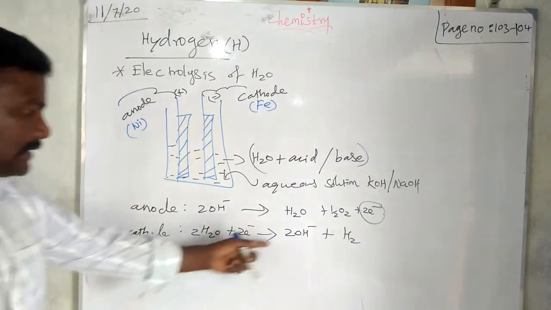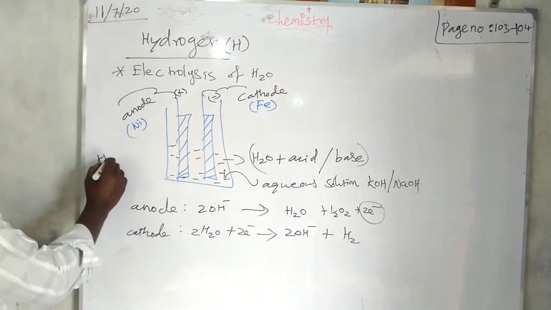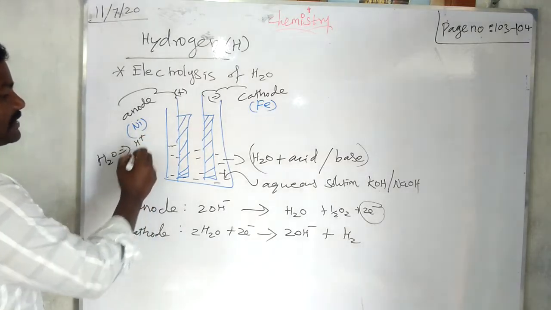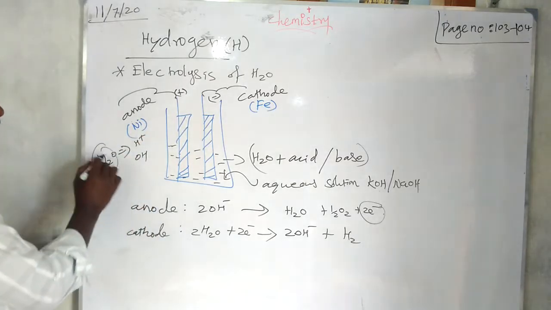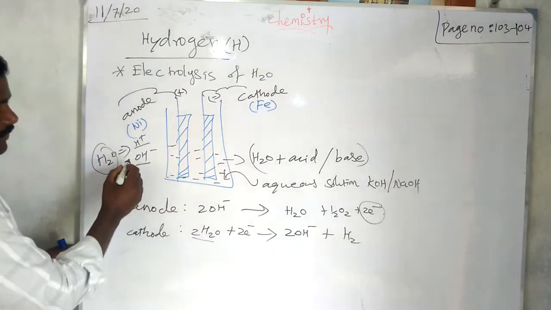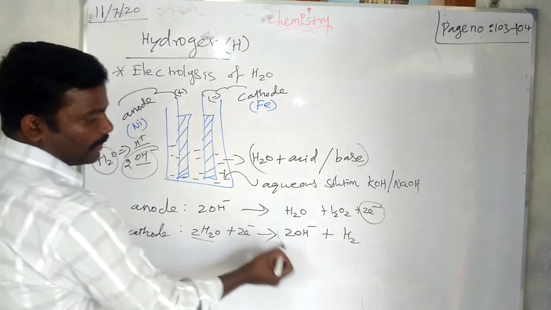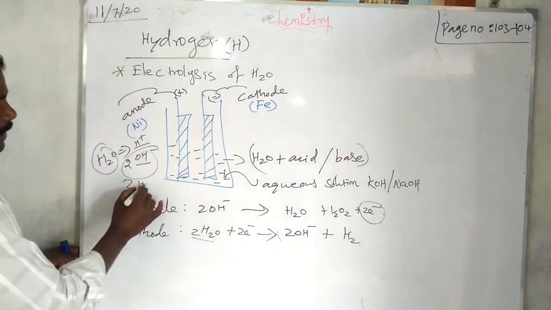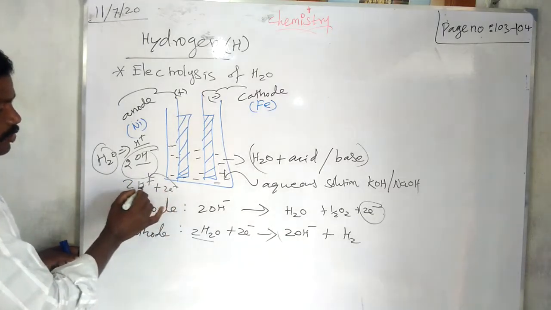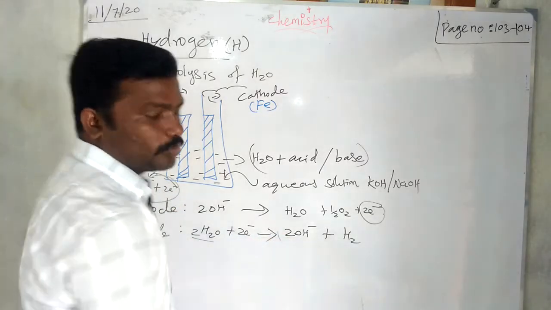How does it come? We know water can be divided or separated into H plus and OH minus. So one water molecule will give 1 H plus and 1 OH minus. So 2 water molecules will give 2 OH minus. That is what I have written. Then 2 more H plus and 2 electrons. These 2 minus neutralize the 2 plus, so it becomes H2.